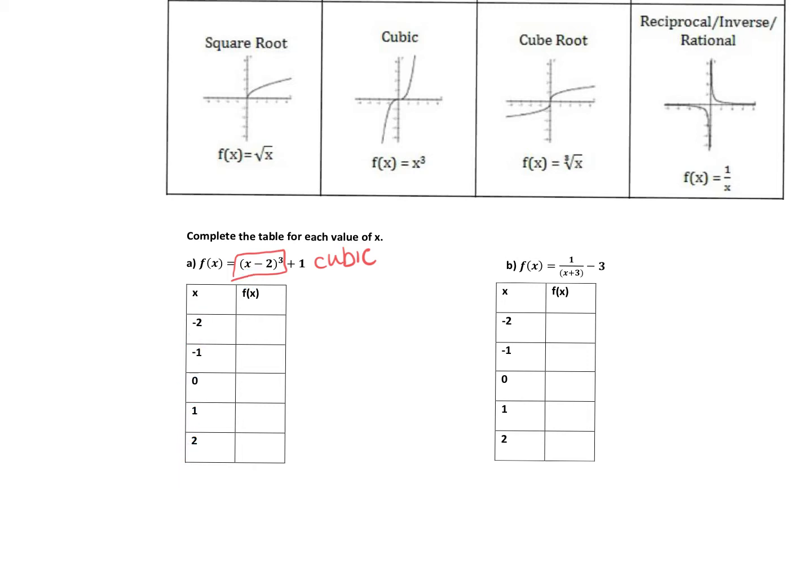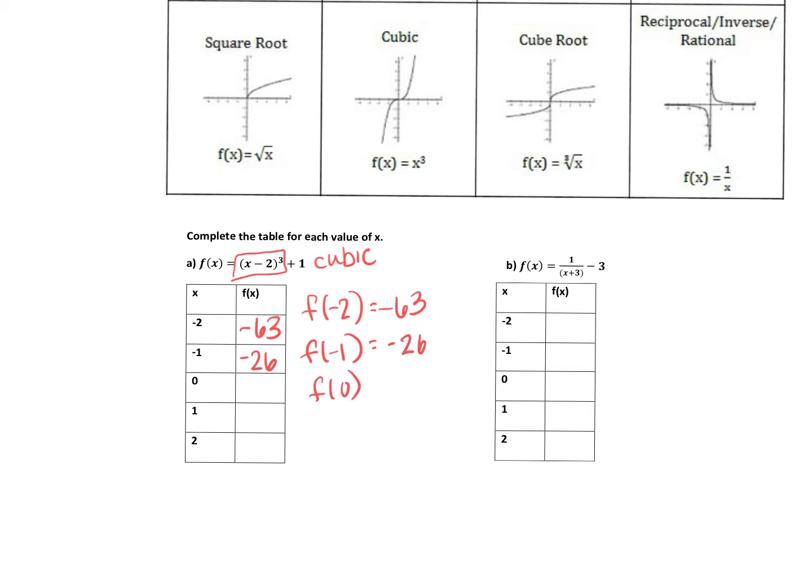So for instance, using function notation, I have f of -2. Well, that just means you plug in -2 here. -2 minus 2 is -4. We're going to go -4 cubed, that's -64. Plus 1 makes this -63. So when we evaluate it, we got -63. We do -1 next. So f of -1, plug in -1 here. -1 minus 2 is -3. -3 cubed is -27. Plus 1 is -26.